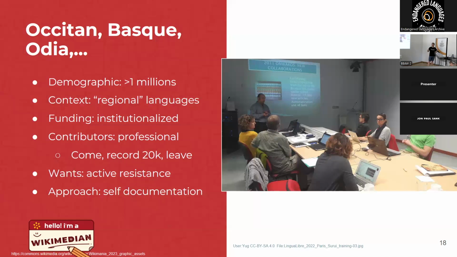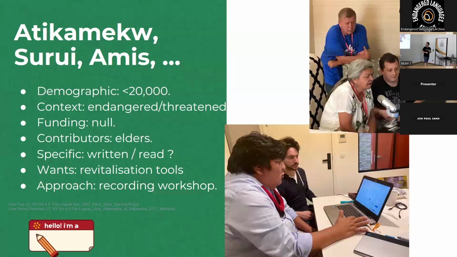Then you have regional languages which are recognized in the country, like Basque, Occitan, and secondary languages in India, this kind of language, which are very active, but it's kind of a reaction. These language communities want to have some kind of active resistance compared to the national language. So this is a good group as well. And then we move to the linguistic diversity, which I'm most interested in, because that's where the culture is, where most languages are.